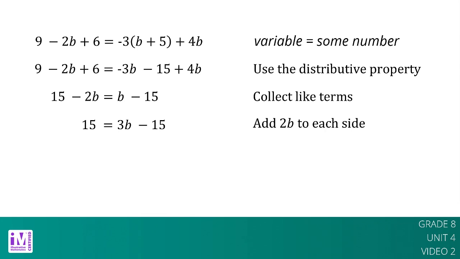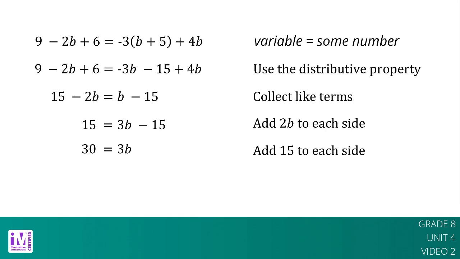Next, add or subtract an expression so that there is just a number on the other side. Since 3b is on the right, we want just a number on the left. Adding 15 to each side leaves us with 30 on the left and 3b on the right.